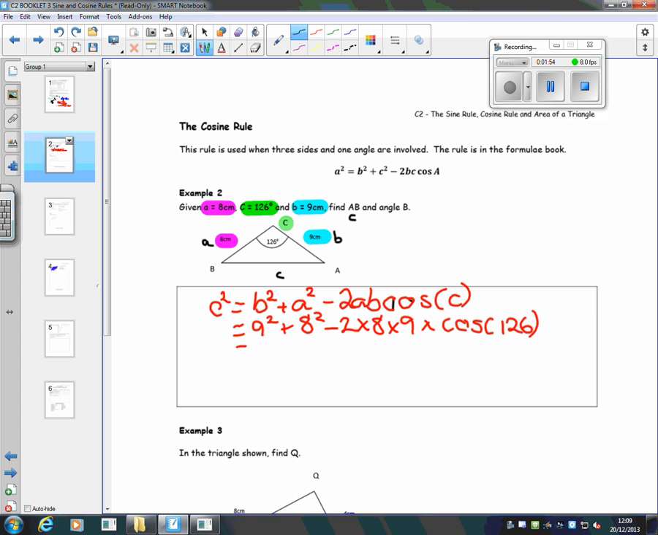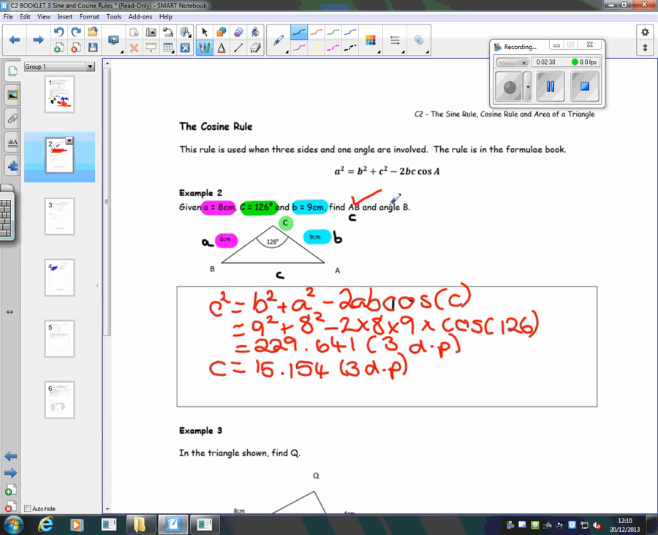So if we put this into a calculator, making sure that it is set to degrees, we will come out with 229.641, correct to 3 decimal places. But this is what c squared is equal to. So in order to find c, we have to square root our answer, and we will get 15.154, correct to 3 decimal places. So we have done the first part of this question.